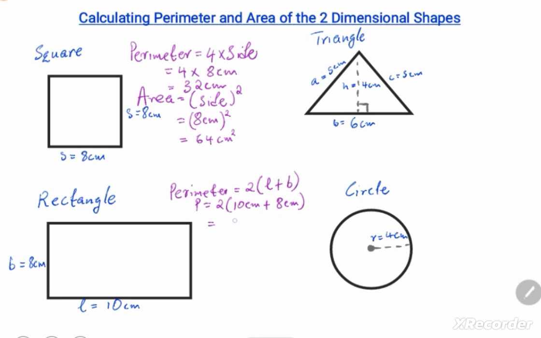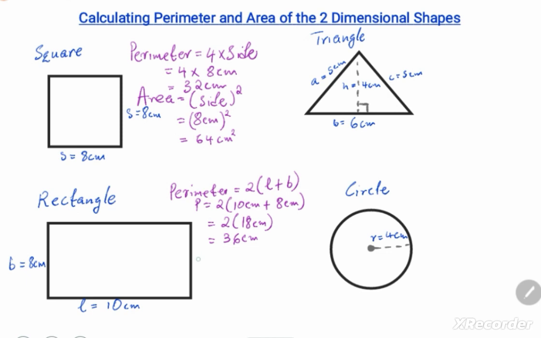This will give us 80. So it will be 2 into 80. It will be 18, not 80. So it will be 18 centimeters. So 2 times 18. So this will be 36 centimeters. So the distance around this rectangle will be 36 centimeters.